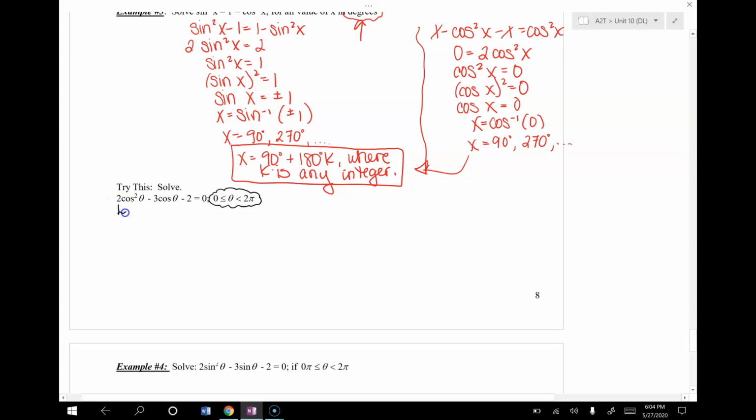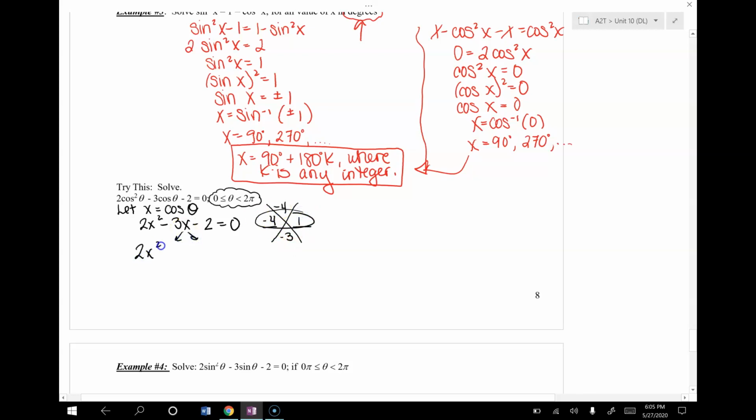Let's say I'm going to let x equal the cosine of theta. If I do that, I get 2x squared minus 3x minus 2 is equal to 0. It's a quadratic. So I'm going to use the x method, and I need to know what multiplies to -4 but adds to -3: -4 and +1. So I'm then going to substitute it in.